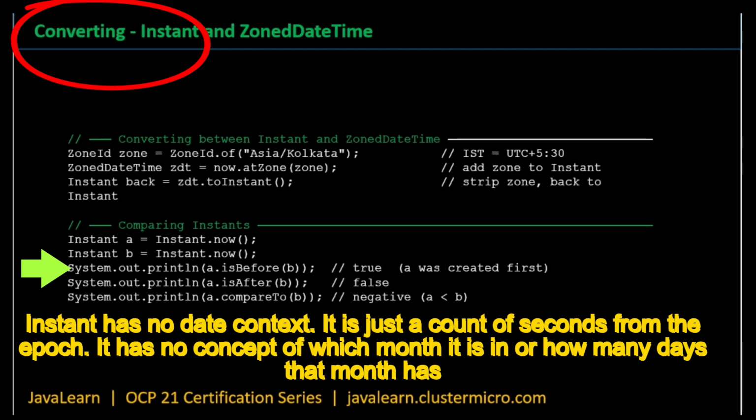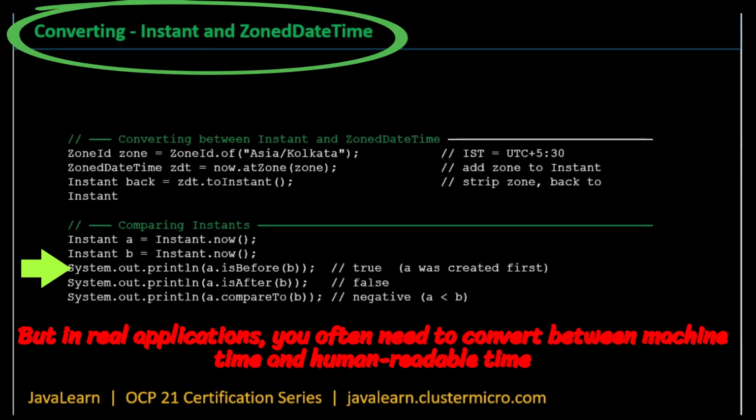Converting Instant and ZonedDateTime. Okay, so we have established that Instant is machine time, a UTC timestamp with no human calendar concept. Okay, but in a real application you often need to convert between machine time and human readable time. So you receive a timestamp from a database or an API. That is an Instant. You need to display it to a user in their local time zone. That requires a ZonedDateTime, or you receive a ZonedDateTime from user input and need to store it as a UTC timestamp. Java gives you two methods to convert in both directions. Let us look at them.